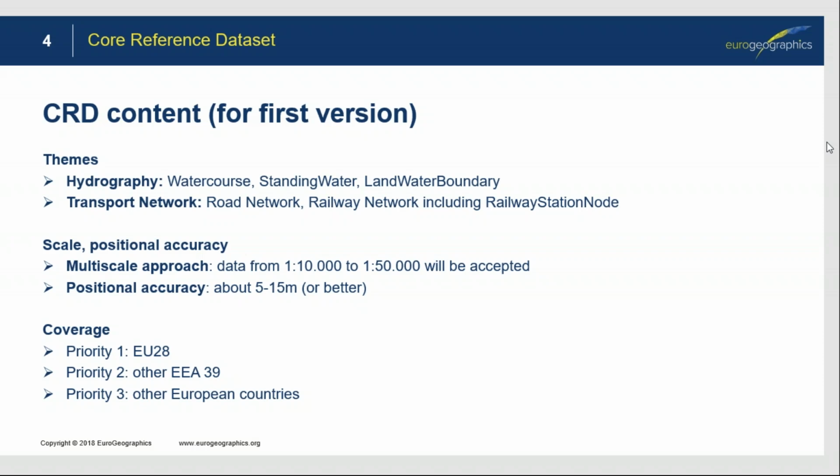The scale, we call it the multi-scale approach, something between 10,000 and 50,000, whatever the MCAs can deliver. So there's no real strict rule what has to be delivered, but whatever is available. The same thing applies to the positional accuracy. You take whatever the MCAs have available at that scale. The coverage, of course, at least the EU, the 28 or 27, whatever, EU countries would be first priority, but again, whichever countries want to deliver data, we're happy to include them.